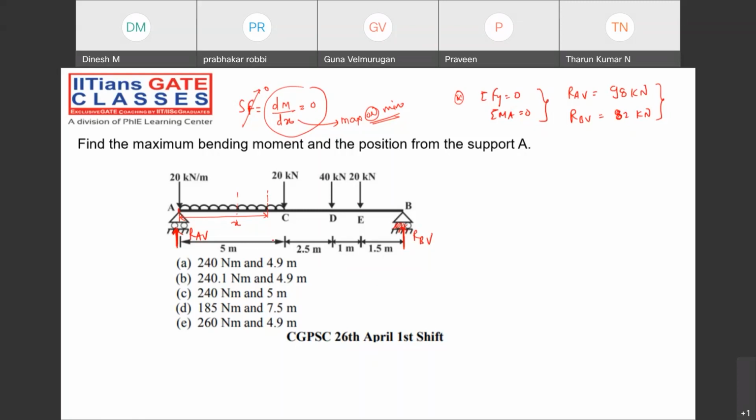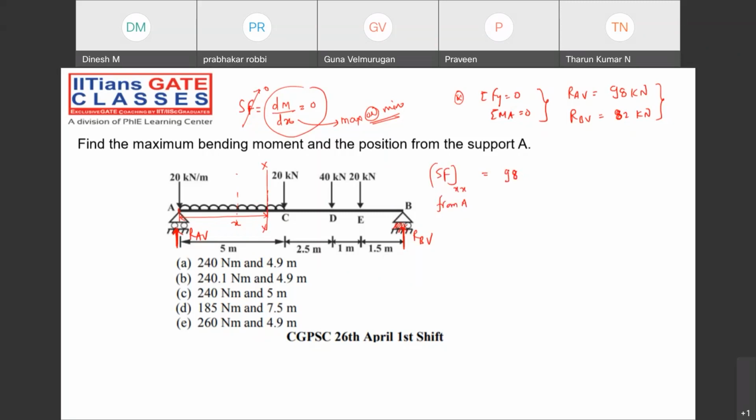Let's see whether the bending moment is maximum exactly at point C or not, or less than 5 meter distance. That we need to calculate, right? So we will calculate the shear force at a distance x from A. Suppose we are calculating at this particular distance. So what is the shear force, guys? R_A, positive or negative? Sir, positive.